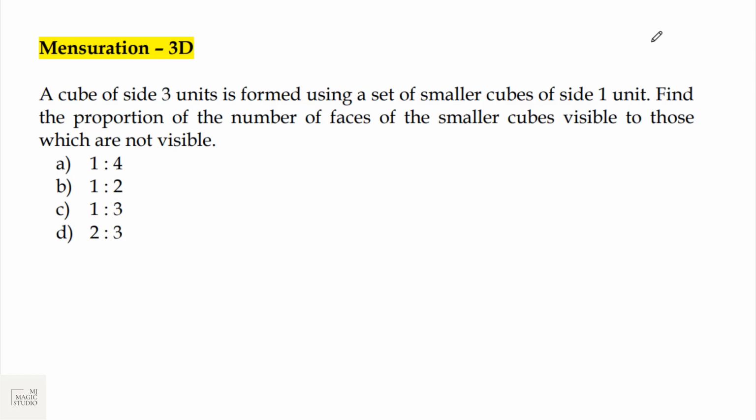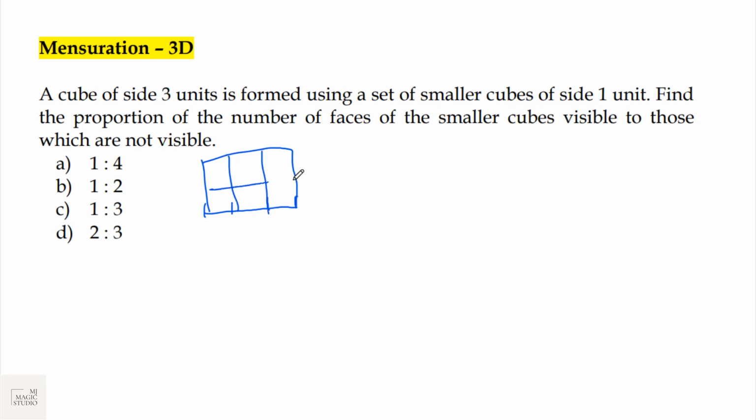An eye for detail questions from Mensuration 3D. Give it a try. You know the drill, follow that. So let's see what we have. A cube of side 3 units is formed, 1, 2, 3, using a set of smaller cubes of side 1 unit.